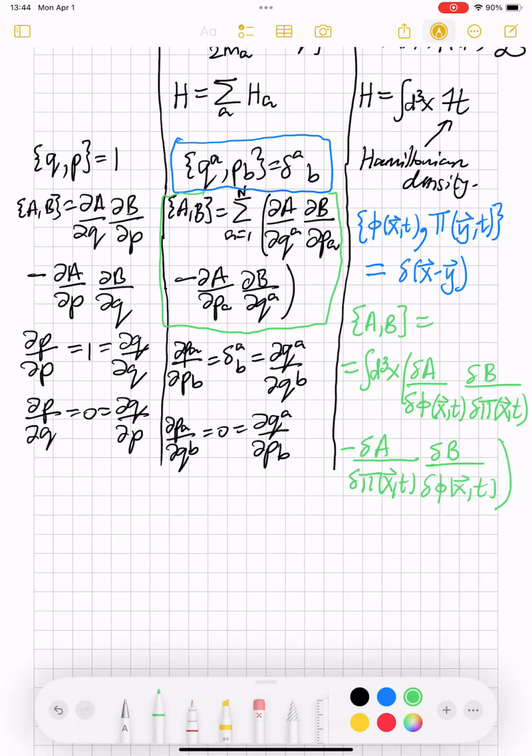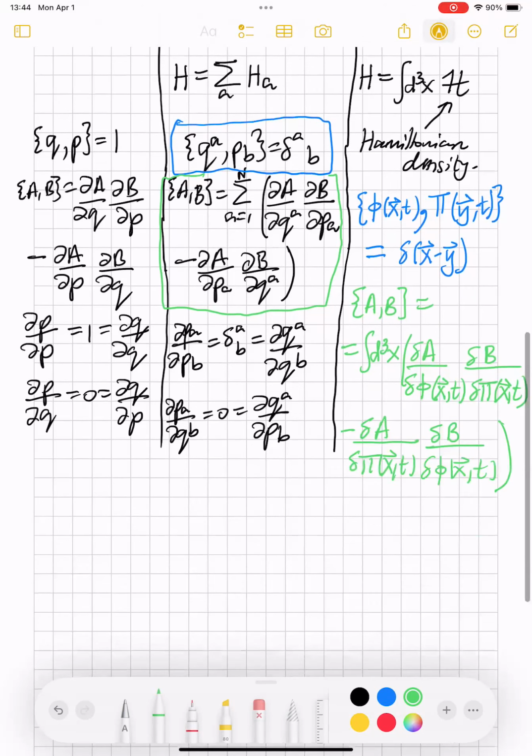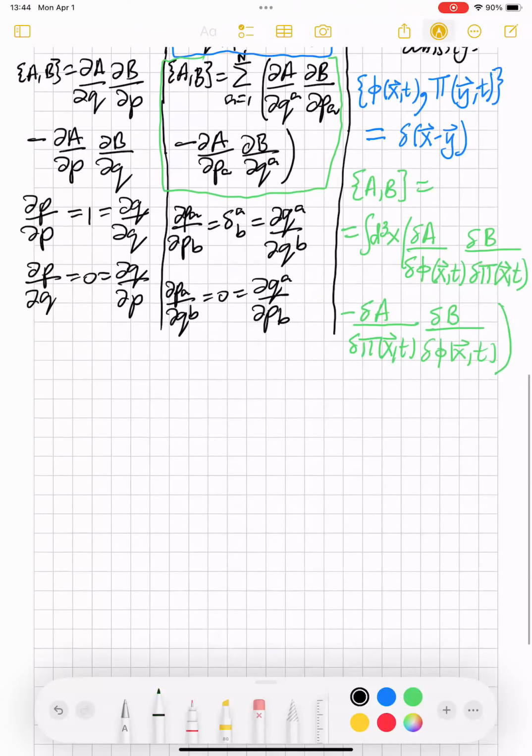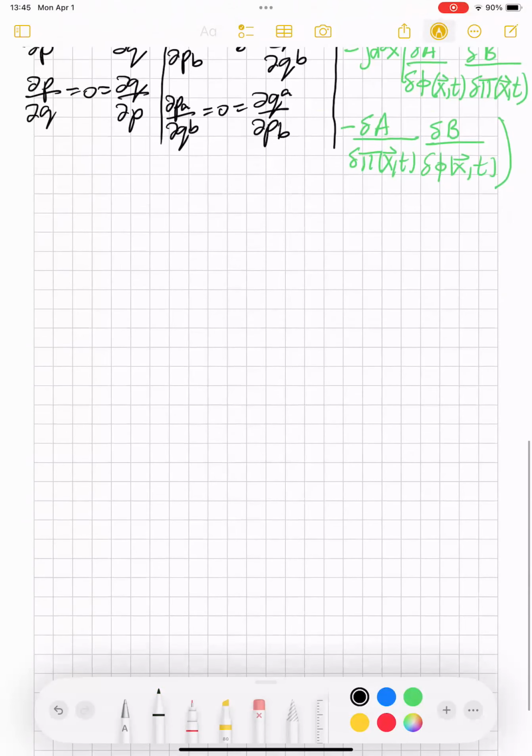And let me just say this one more time at the risk of boring you. The sum over A has gone into an integral d3x. I had a derivative of Q_A, a derivative of P_A. So I'll get functional derivatives of the field phi(x) and functional derivatives of the field pi(x). Now, I haven't spelled out what those functional derivatives are, but I will do that in a moment. So we'll continue in a moment.